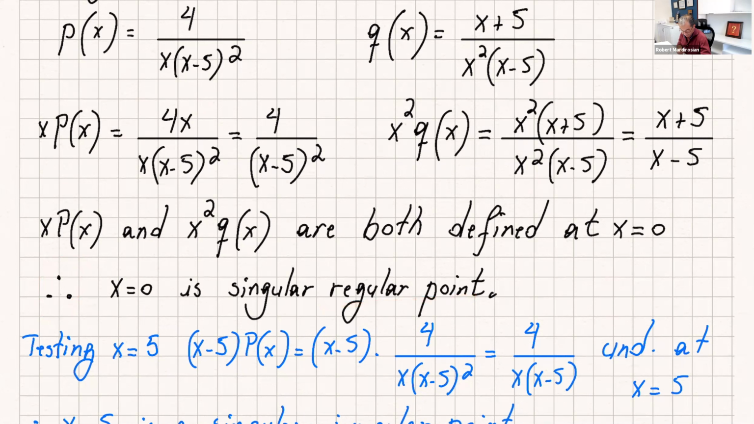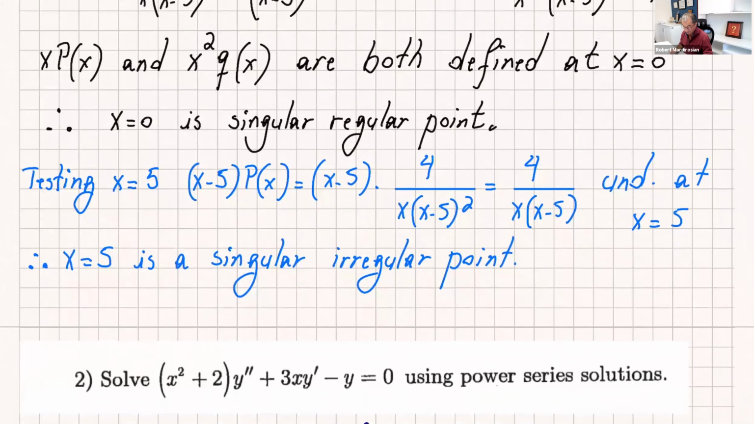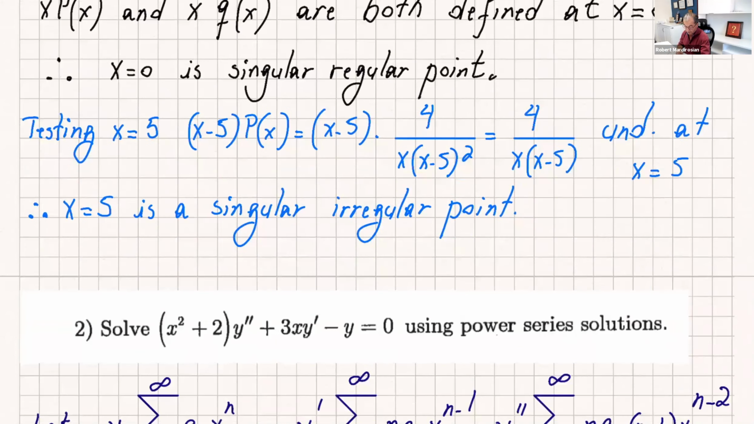Now let's test for x equals 5. You take (x minus 5) times P of x, and you get 4 over x times (x minus 5). You know right away this is not defined at x equals 5 because it can make the denominator 0, and you can stop right there. You don't have to check (x minus 5) squared times Q of x. If it doesn't work for one of them, then you can say x equals 5 is an irregular singular point.